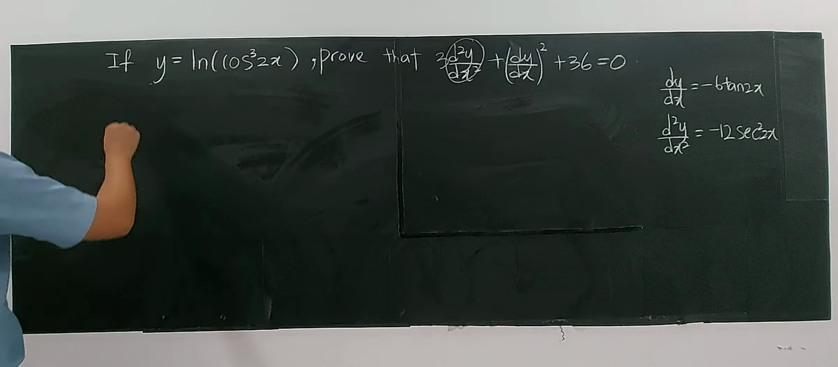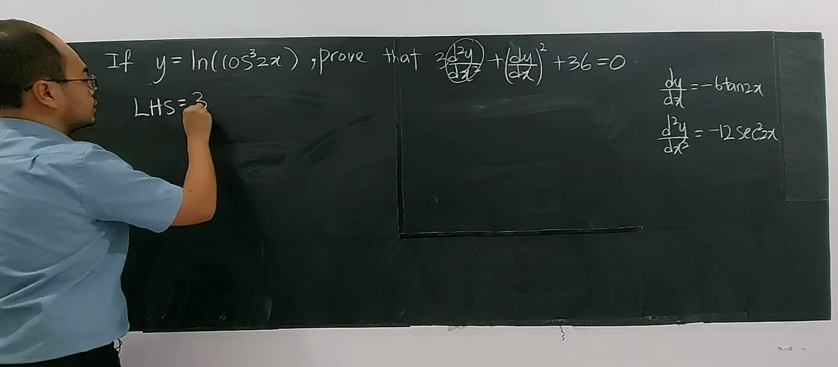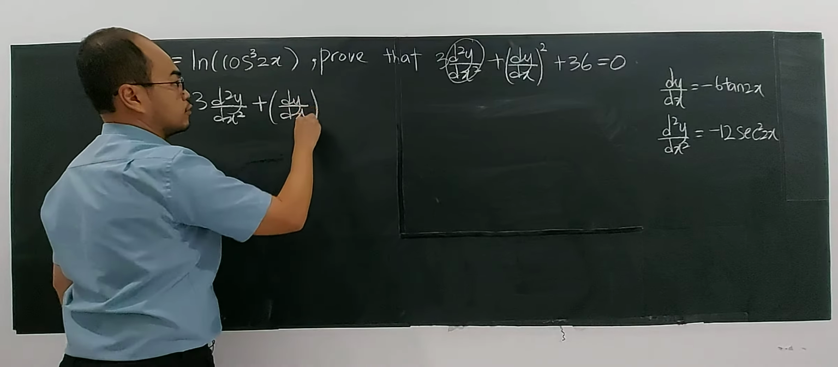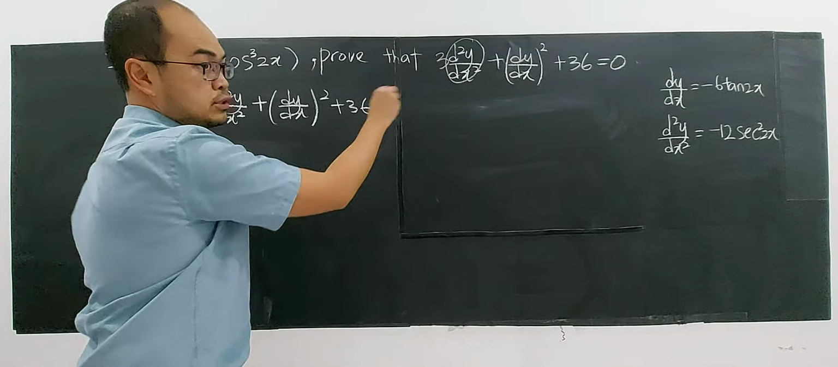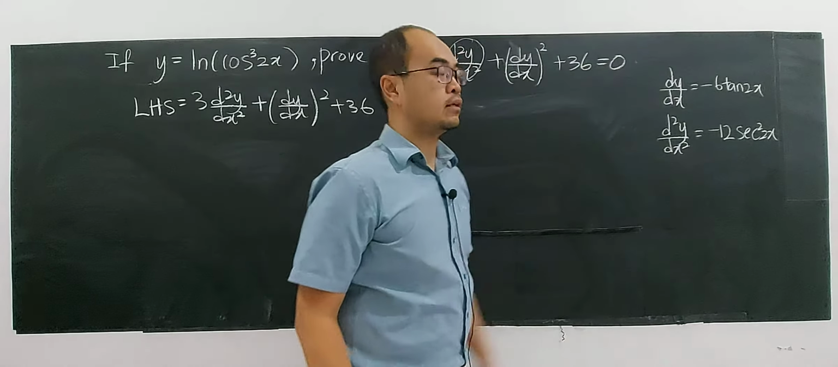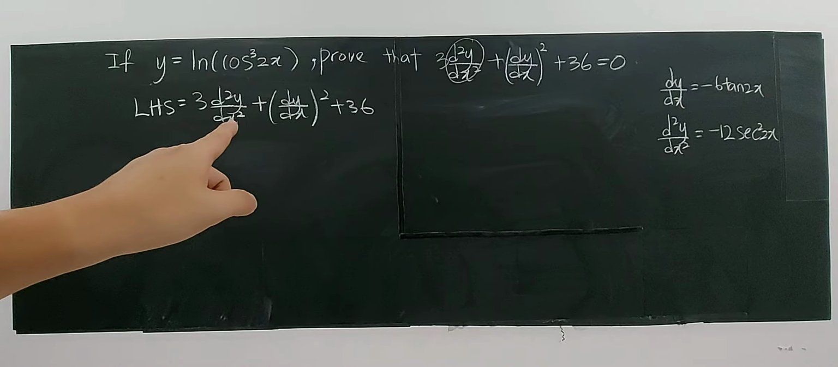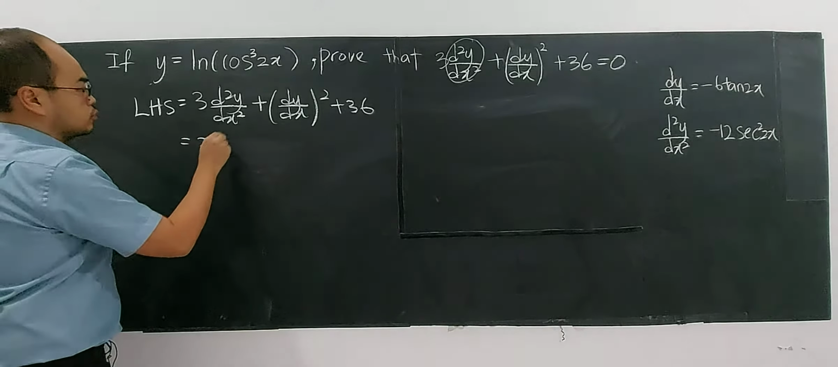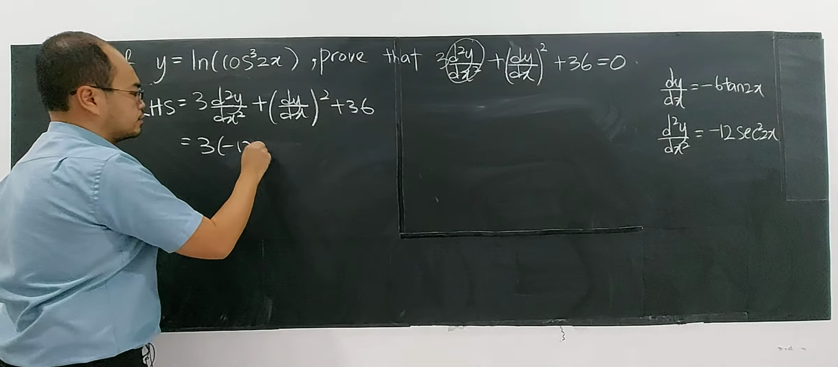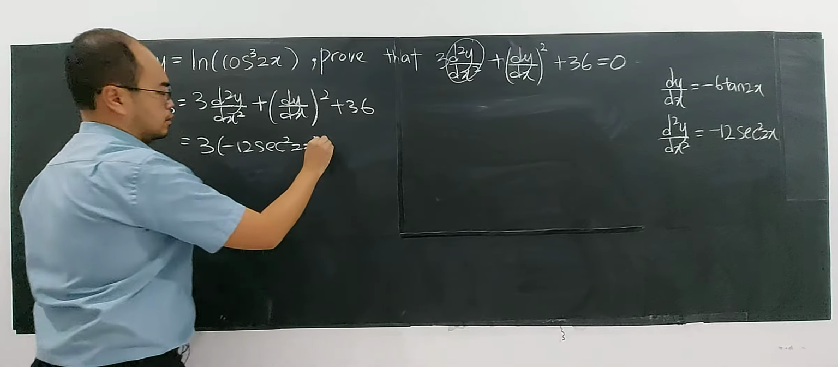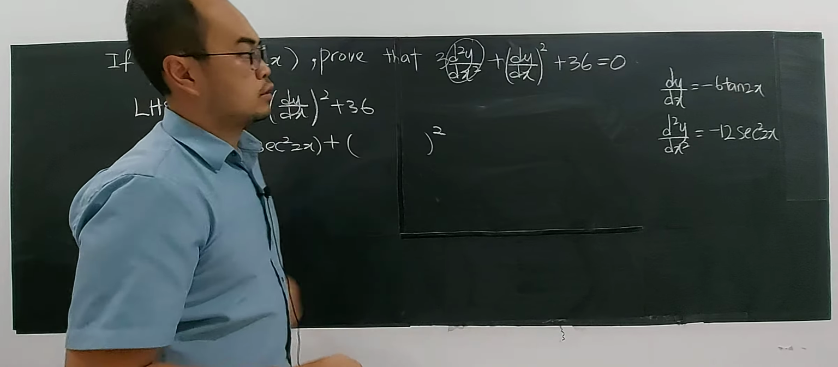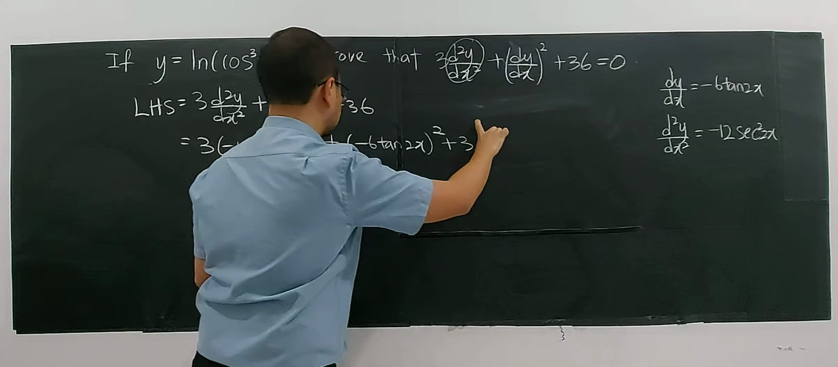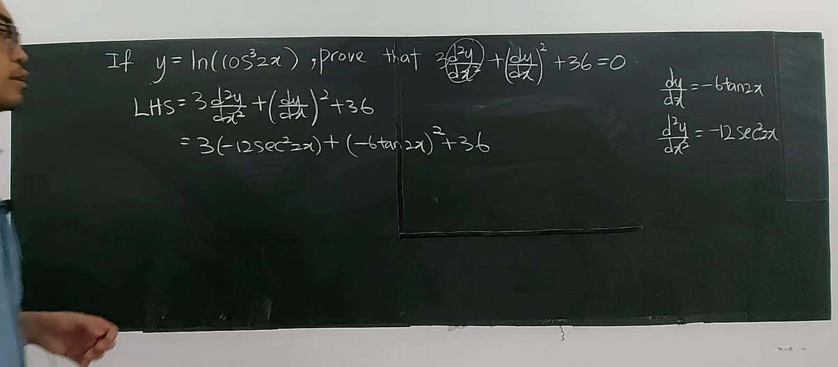Of course, I will use the left hand side, which is 3 d2y/dx2 plus dy/dx to the power of 2 plus 36. I cannot write equal to 0, because I have to prove that it really gives 0. So I just use the left hand side. I plug in what I have: negative 12 secant square 2x for d2y/dx2, plus dy/dx square, where dy/dx is negative 6 tangent 2x, plus 36. You just need to use this and prove that it equals 0.